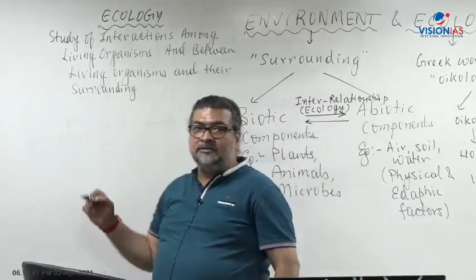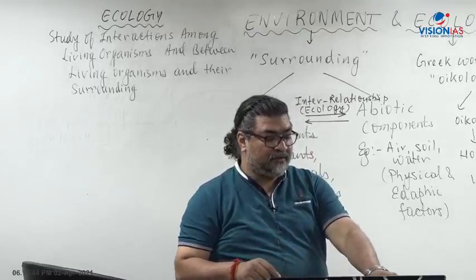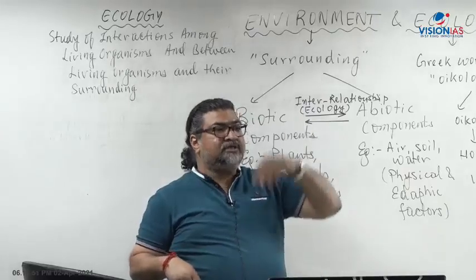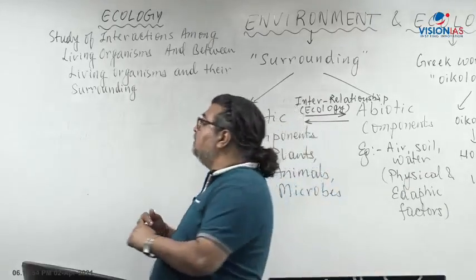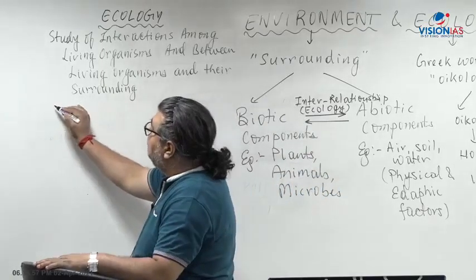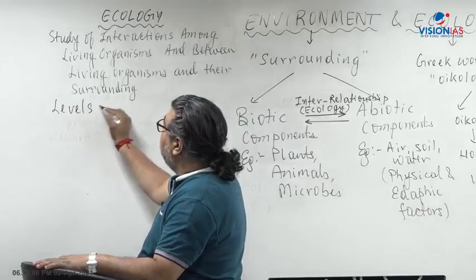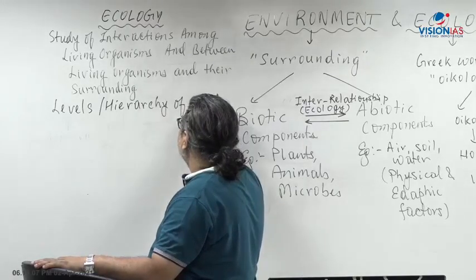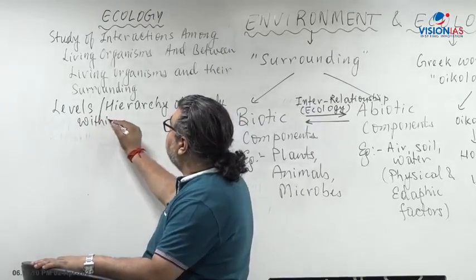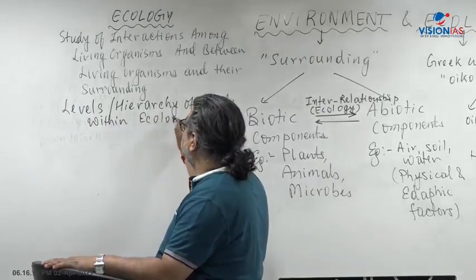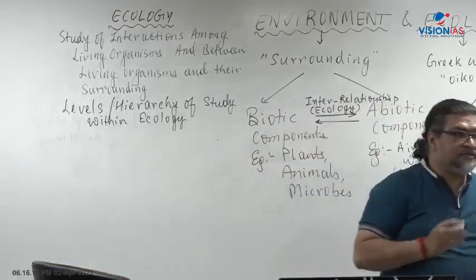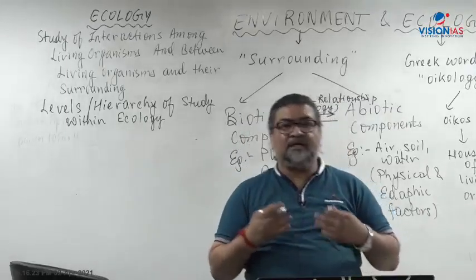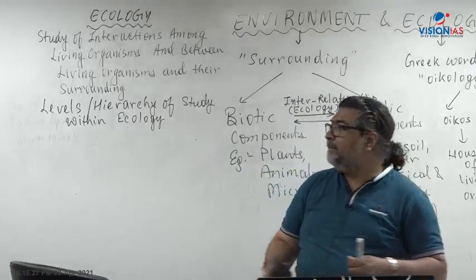Now, ecology as a subject comes out with various domains. There are various domains under which the ecology subject comes. For example, you will come across something called hierarchy, levels or hierarchy of study within the subject of ecology. Several levels and hierarchies have evolved over the many years of the discipline. Now, what is this hierarchy? Let us understand this part.